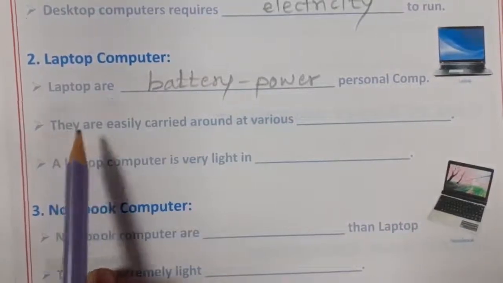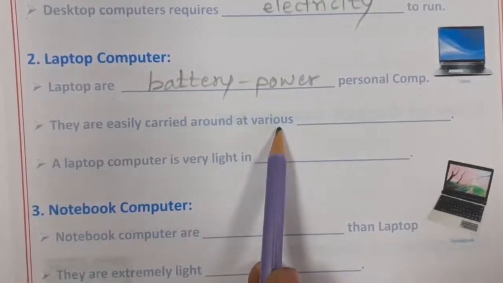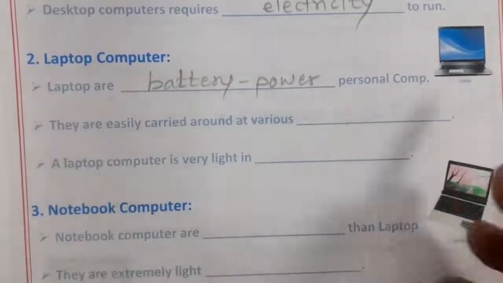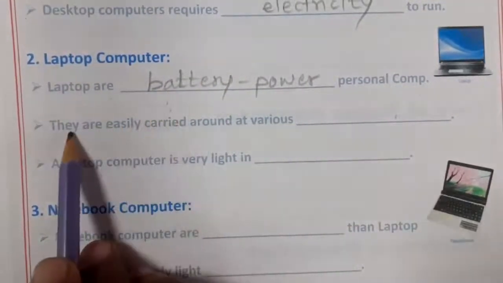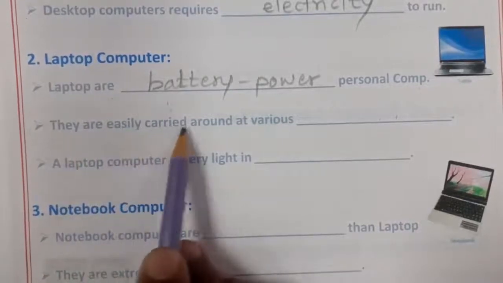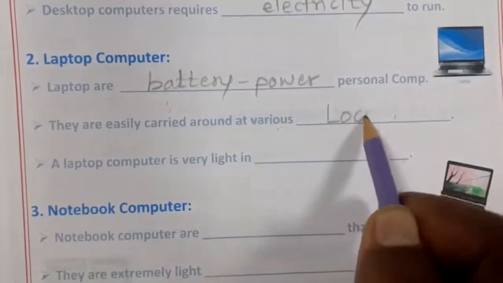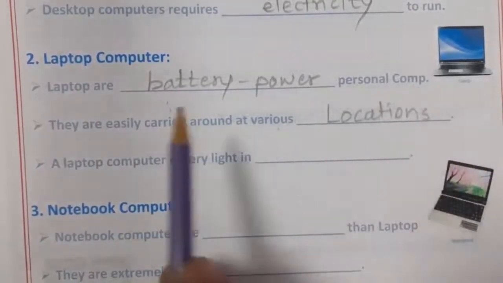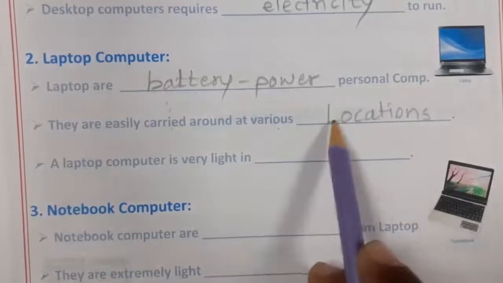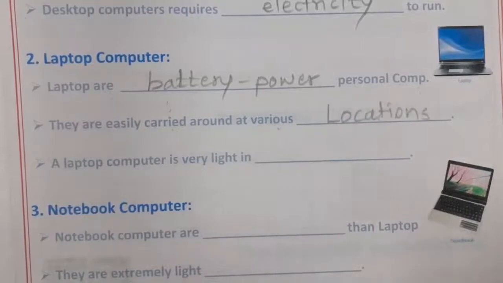Second, they are easily carried around at various locations. They can be carried from one place to another place. What do you write here? Locations. Locations means from one place to another place. They are easily carried around at various locations. Understand? Very good.